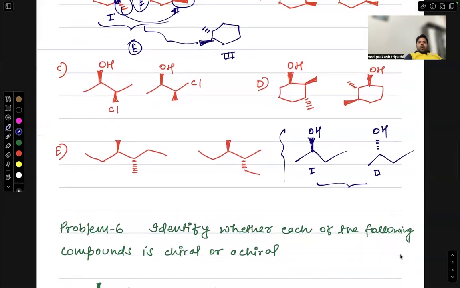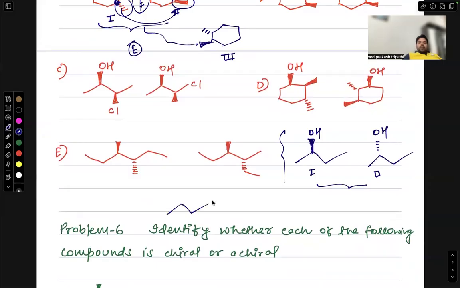Okay. Now look at this one as well. Suppose this is my wedge OH. What is this?